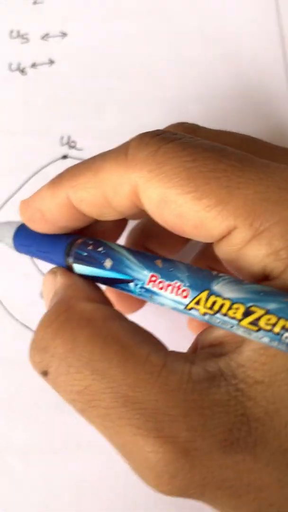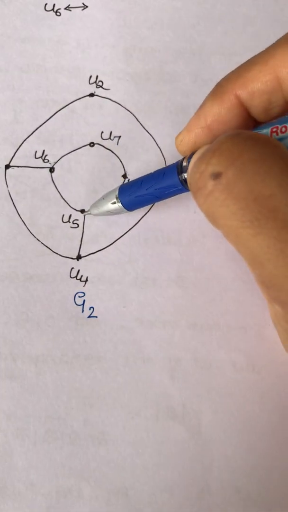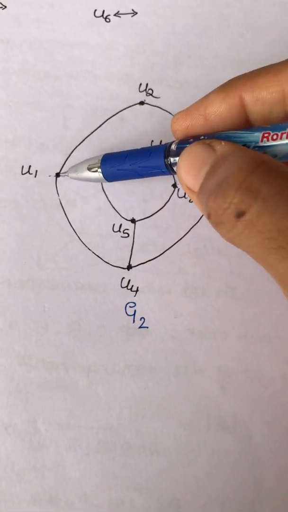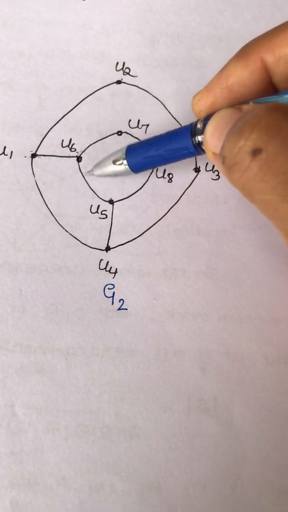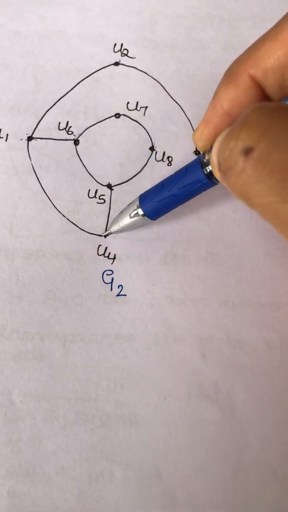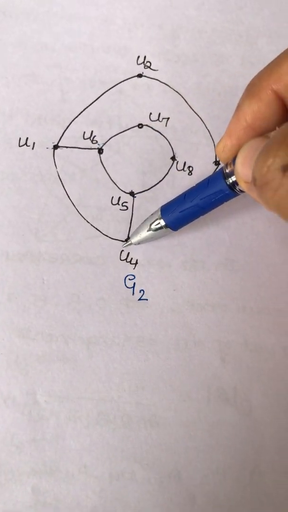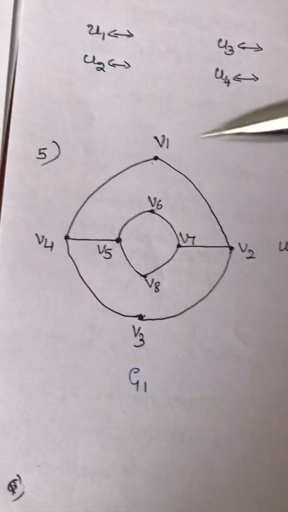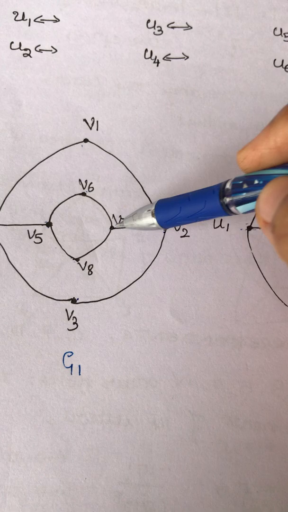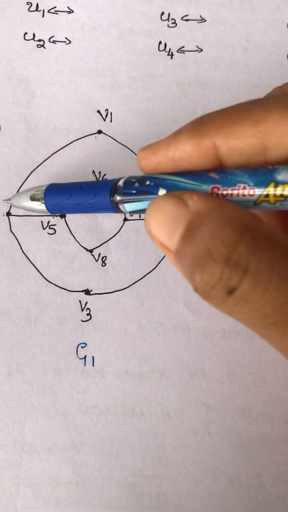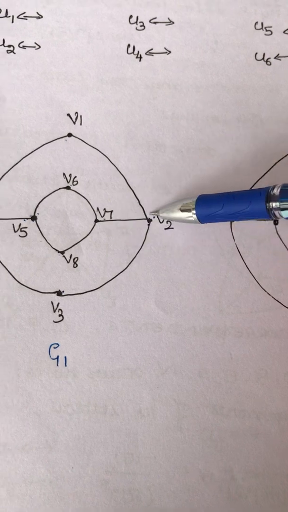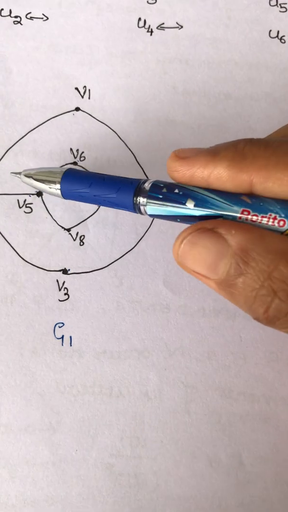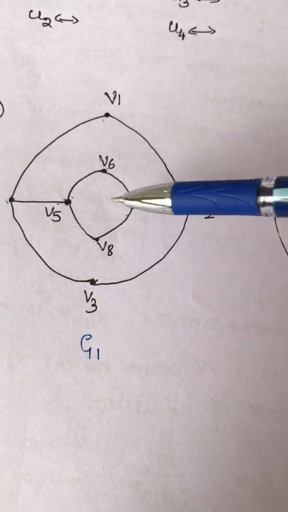Because see here what do we have? U1, U6, U5, U4. These vertices are of degree 3. Here U1, U6 are adjacent, U6, U5 are adjacent, U5, U4 are adjacent, U1, U4 are adjacent. Right? 4 pairs of adjacency among the vertices of degree 3. But here, V4, V5, V7, V2 are vertices of degree 3. V4, V5 are adjacent, V7, V2 are adjacent. So there are only 2 pairs of adjacency among the vertices of degree 3.